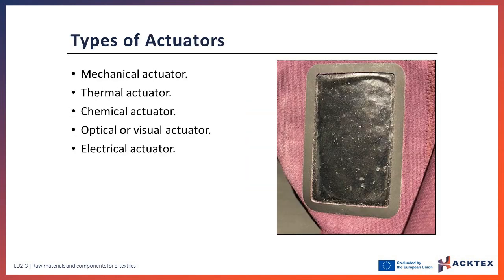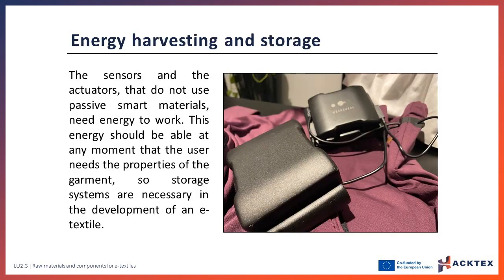Types of actuators are mechanical actuator, thermal actuator, chemical actuator, optical or visual actuator, and electrical actuator. The sensors and the actuators that do not use passive smart materials need energy to work. This energy should be available at any moment that the user needs the properties of the garment, so storage systems are necessary in the development of an e-textile.